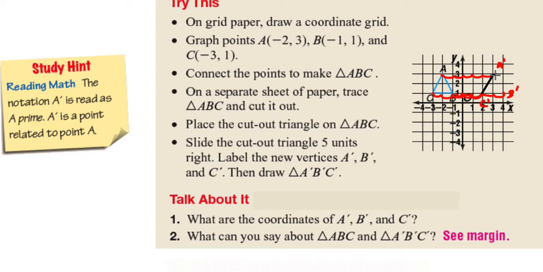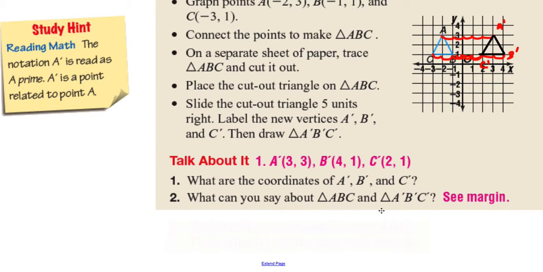Okay. And this is our new triangle A prime, B prime, and C prime. So what are the coordinates of A prime, B prime, and C prime? If you look at A prime, that would be 3, 3. B prime would be 4, 1, and C prime would be 2, 1. So those are the coordinates of our triangle: 3, 3, 4, 1, and 2, 1.